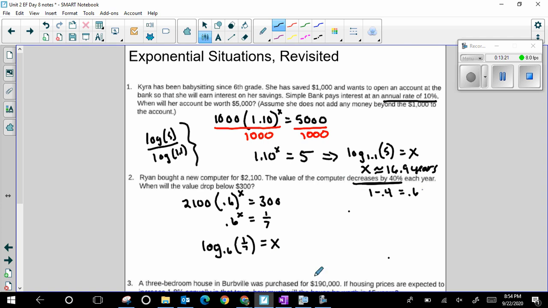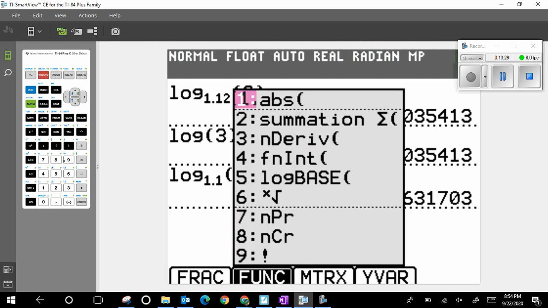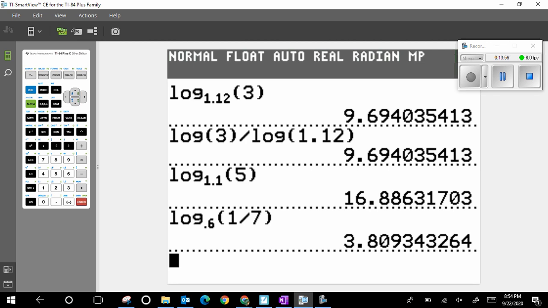So calculator, log alpha F2, number 5. So log base 0.6 of, where am I? 1/7, so 1 divided by 7. Oops, I got too many parentheses here. Equals, enter, about 3.8 years.